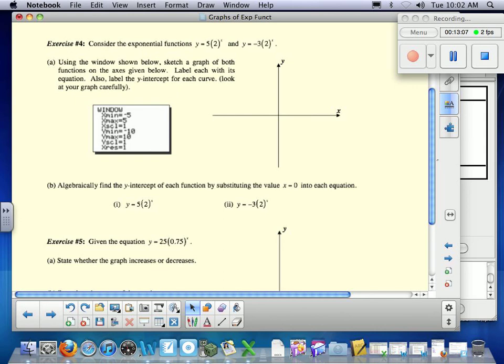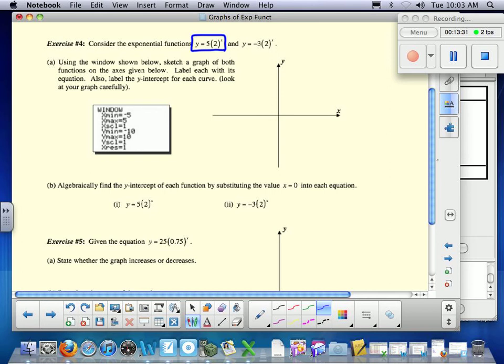Let's move on to number 4. We have a couple of changes happening in our equation. They've given us a lead number there. Now, tell me, is this 5 being raised to the x power? No. Or just the 2? Just the 2, correct, whatever's in parentheses.